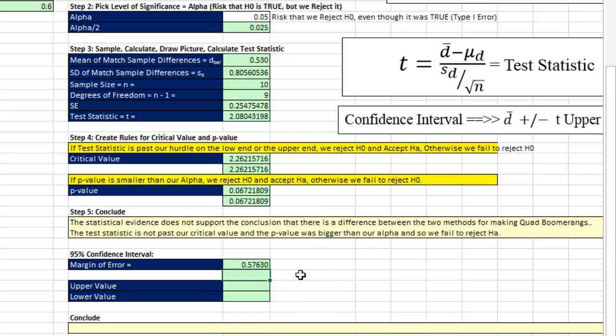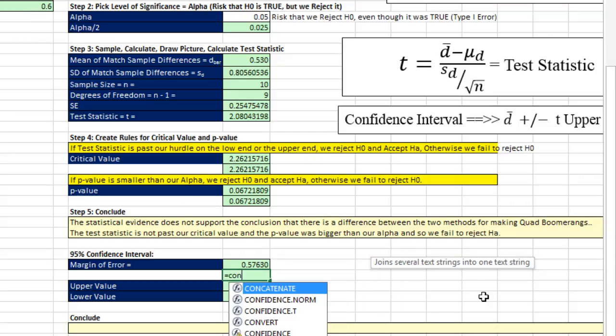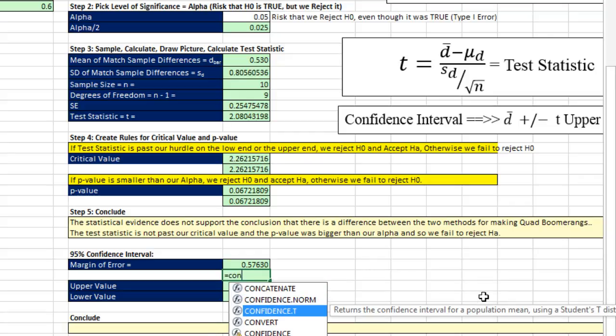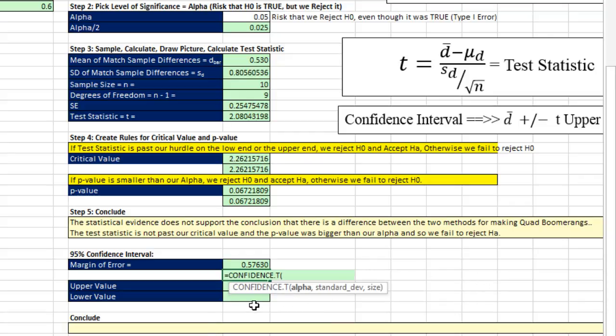Now, we can actually start using the CONFIDENCE.T function to calculate margin of error. We couldn't use that with our independent samples, but here we have one column we're dealing with. So guess what? Equals CONFIDENCE. And there's the NORM, that's z distribution, and the T, that's the t distribution. And remember, we studied these earlier in the class. This is programmed to do all of the heavy lifting.